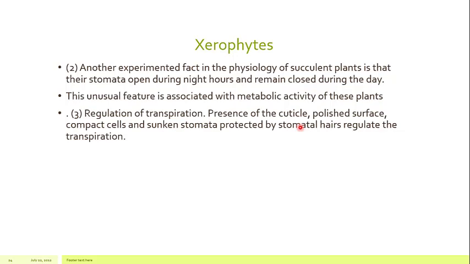So we have discussed how and why succulency developed, and at the end we have discussed another fact: in the xerophytes the stomata open during the night and close during the day, because during the day the temperature is at an extreme, 50, 60 or 70 degrees Celsius. If the stomata are open, then along with the gaseous exchange, water will be lost very rapidly. That's why stomata are closed during the day and open during the night.